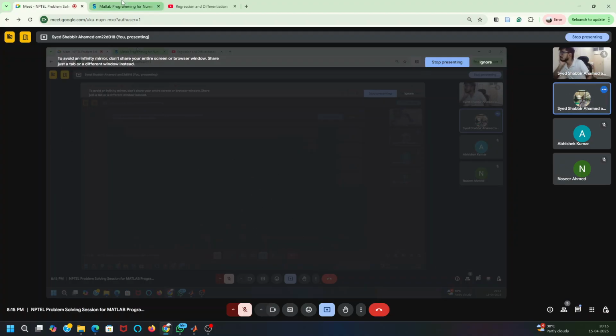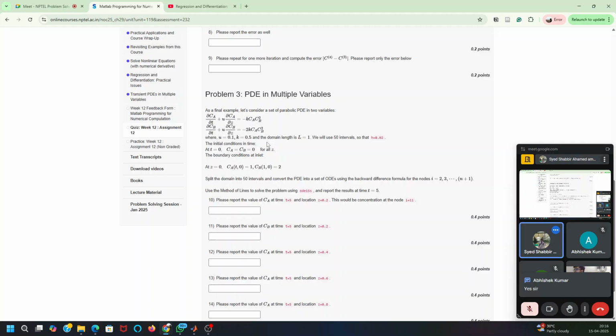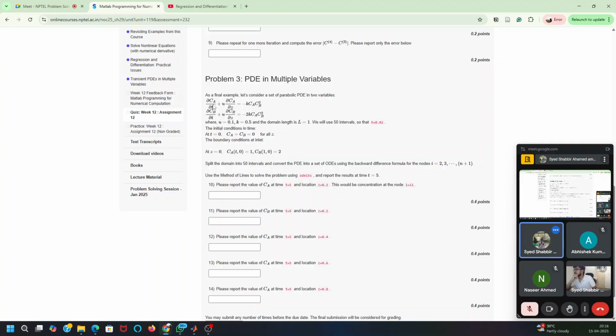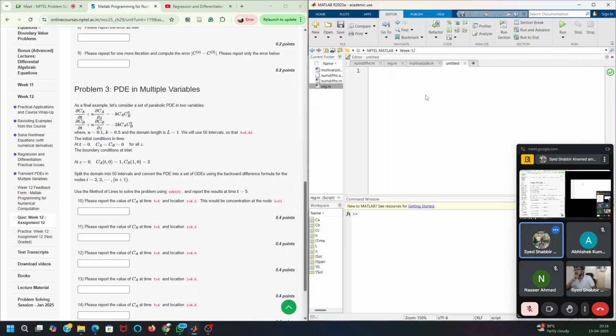Okay, Abhishek was asking this. Abhishek, are you here? Can you hear? Yes. Okay. So this has two partial differential equations in two variables, and we have to solve it. So we'll just take the code which we have written here.